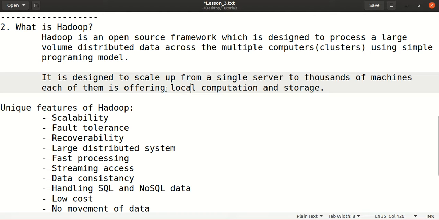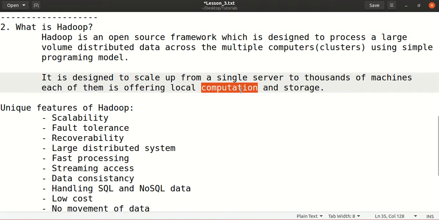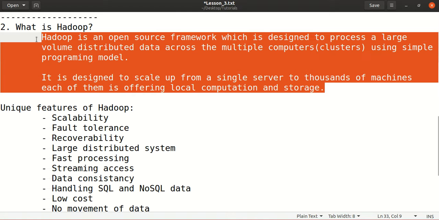Only the control will be moved, not the data, not the computation. Only the control will be moved from the main server to the node server, and the data is already there. The computation will be performed there and the storage is there. So the data may not be moved from one server to another server. This is another difference, friends. I hope you understood these differences.